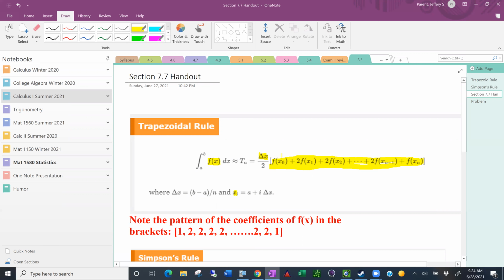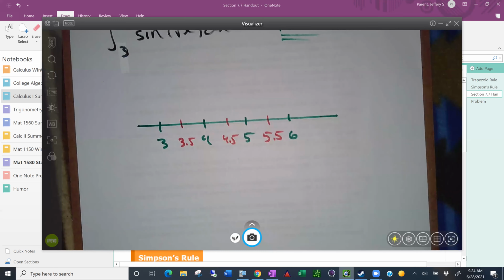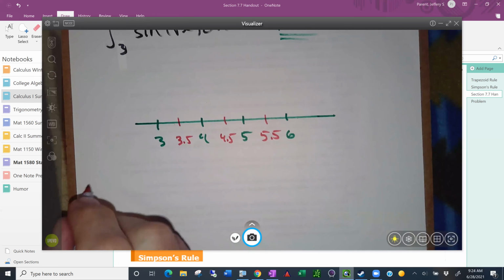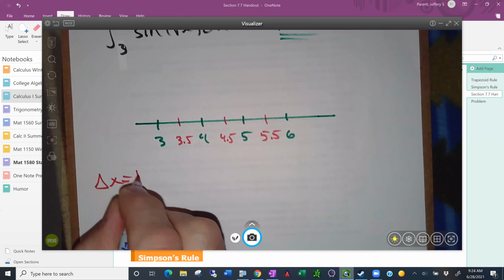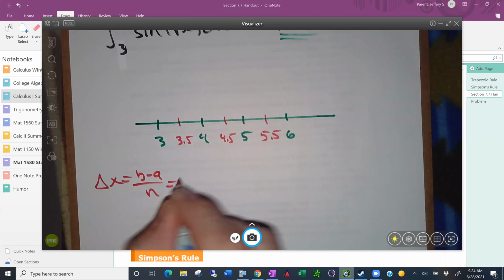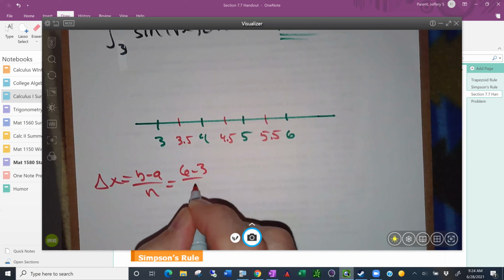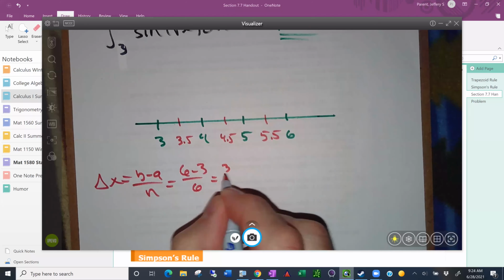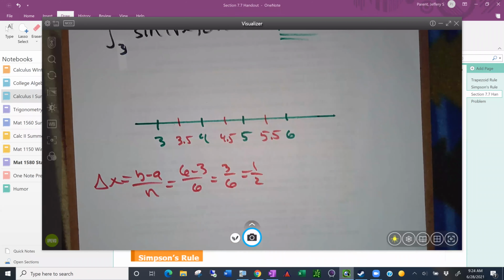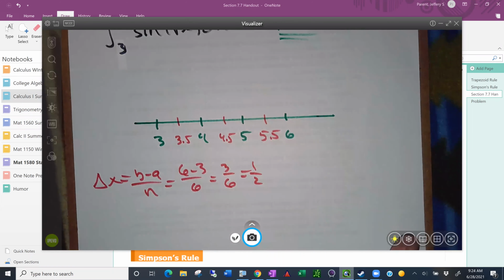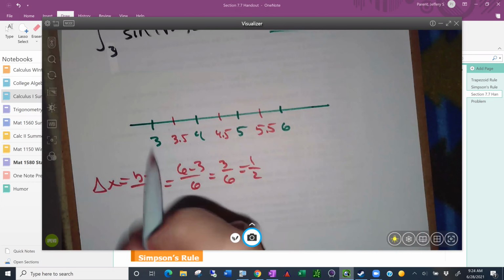Well, let's find delta x first of all. Delta x is going to be b minus a over n. So let's do that. Delta x equals b minus a over n, which is 6 minus 3 over 6, or 1/2. Okay, the width of our intervals is 1/2. Certainly we can see that.